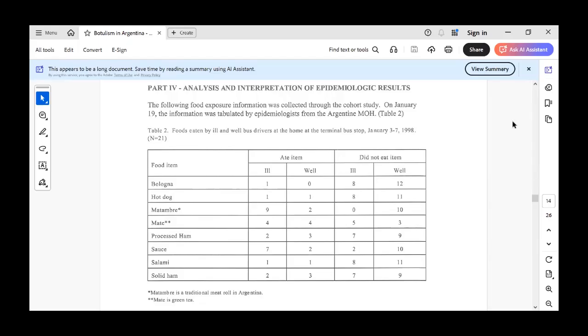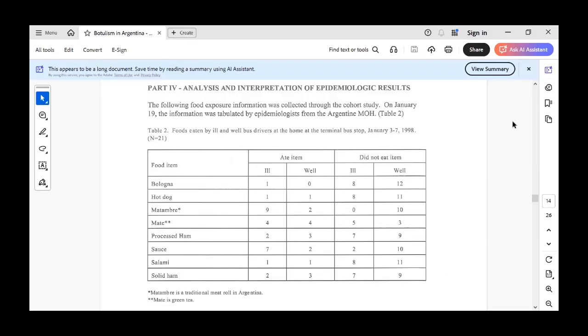But the association was not statistically significant because of the p-value. Right. So the risk of botulism was 2.5 times greater for persons who ate bologna compared to those who did not, but the association was not statistically significant.